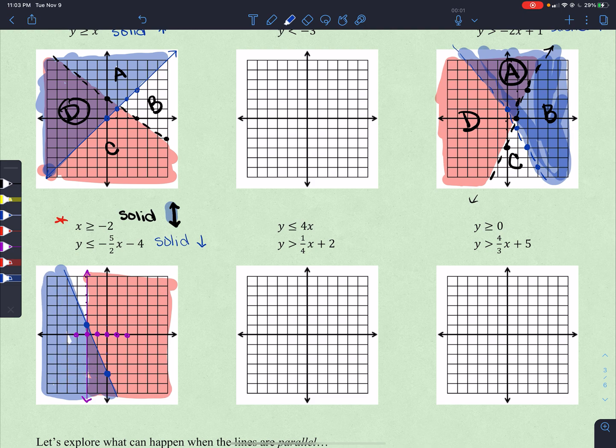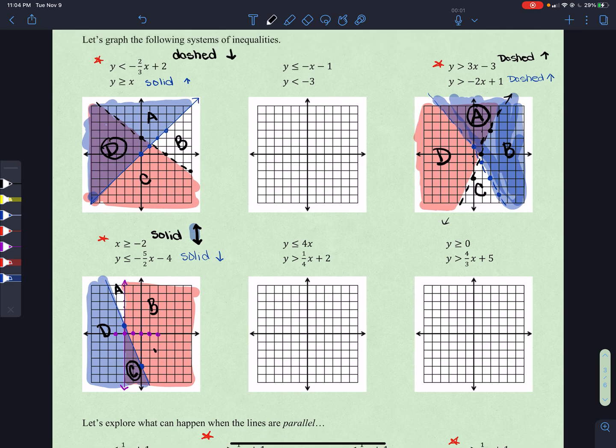Okay. All right, I'm going to go ahead and identify those 4 different sections so we can see where you think our solution would be. We've got A, B, C, and D. Okay. This one here, our solutions are in section C and could land on either of those solid lines because both of those would make it a true statement. Okay.